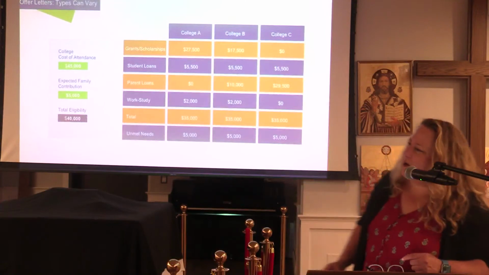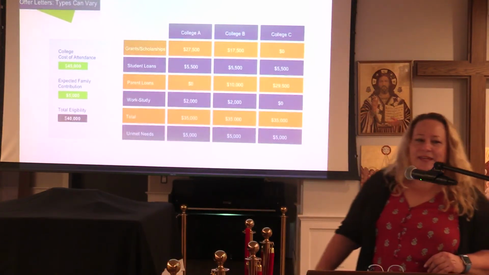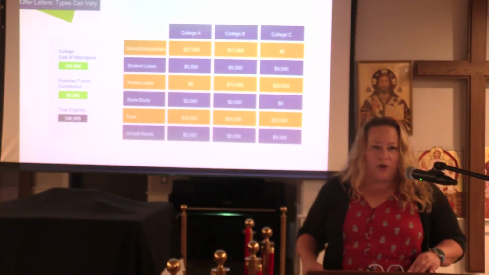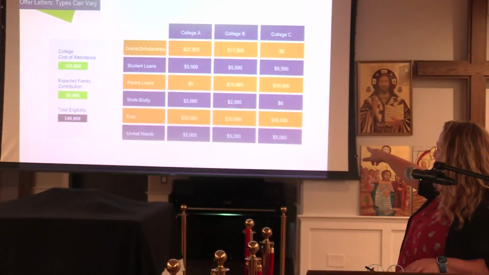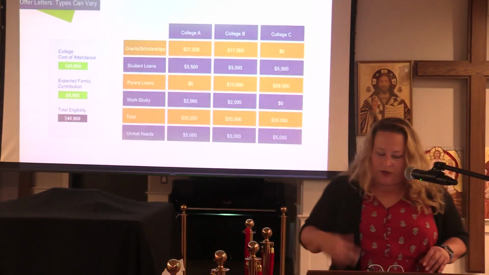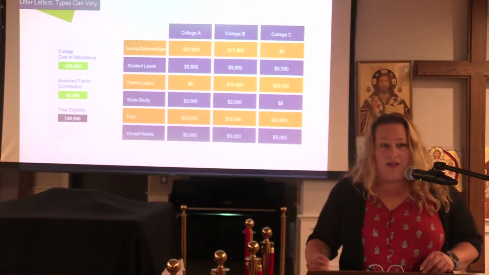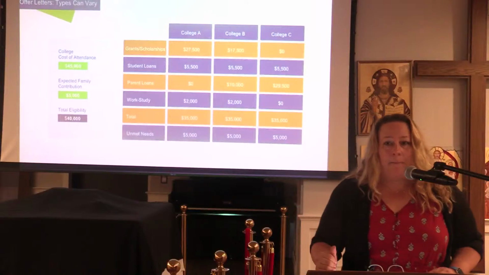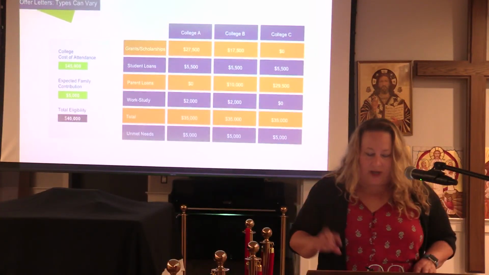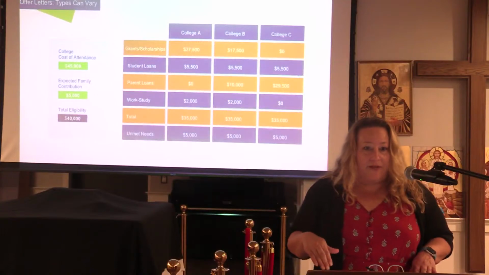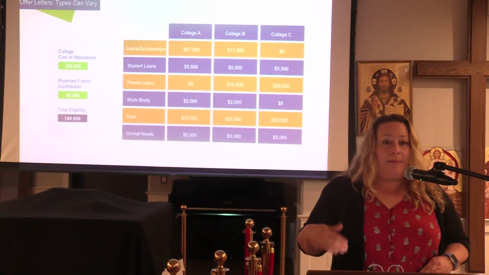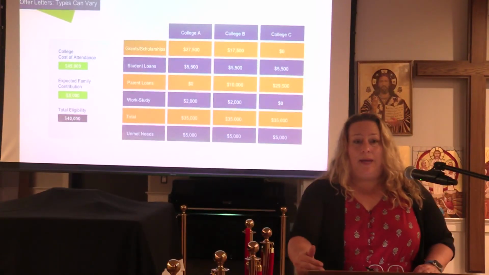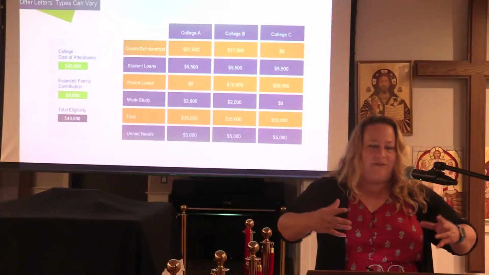Now, I know you can't read it very well, but this slide has very similar numbers, except the middle orange bar says parent loans, and College A is 0, College B is 10,000, College C is 29,500. So Colleges B and C, to make the offer look better, to make it look like they don't have as much unmet need, might put a federal Parent PLUS loan in the financial aid offer to make it look like, okay, we gave you a ton of financial aid.